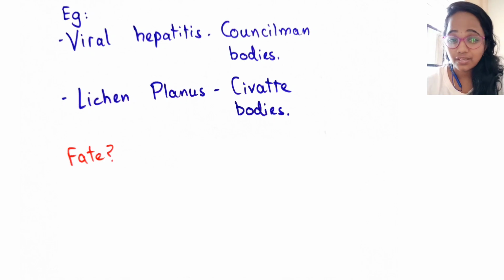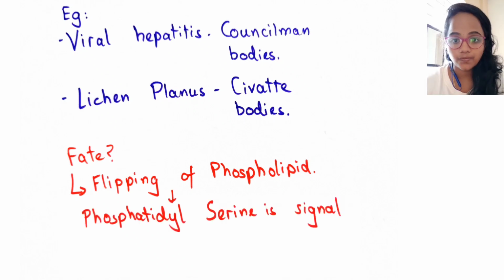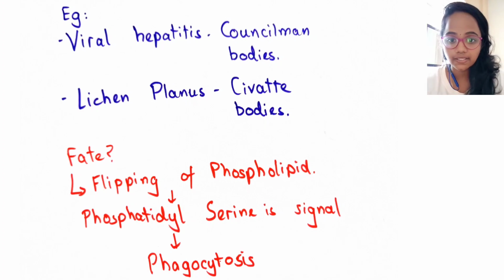What is the fate of these apoptotic cells? These apoptotic cells are cleared by phagocytosis. How? The inner membrane of the apoptotic cells has phosphatidylserine. Because of flipping, a mechanism by which the phosphatidylserine is exposed outside, it is the signal for the macrophage. So the macrophage comes, eats and clears the apoptotic cell. That is about the apoptotic body.